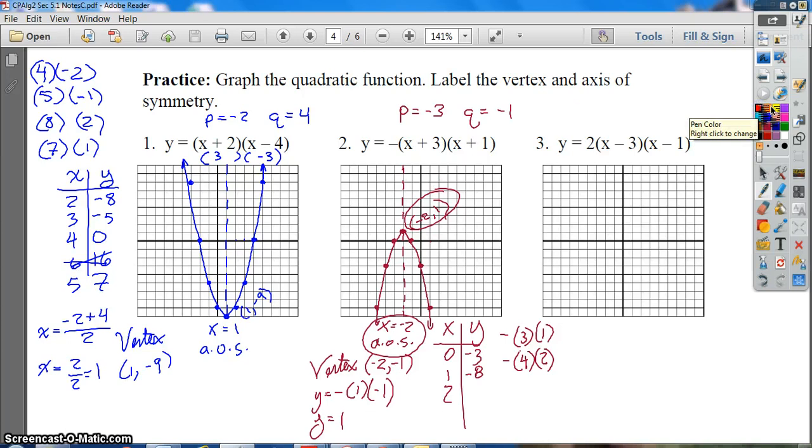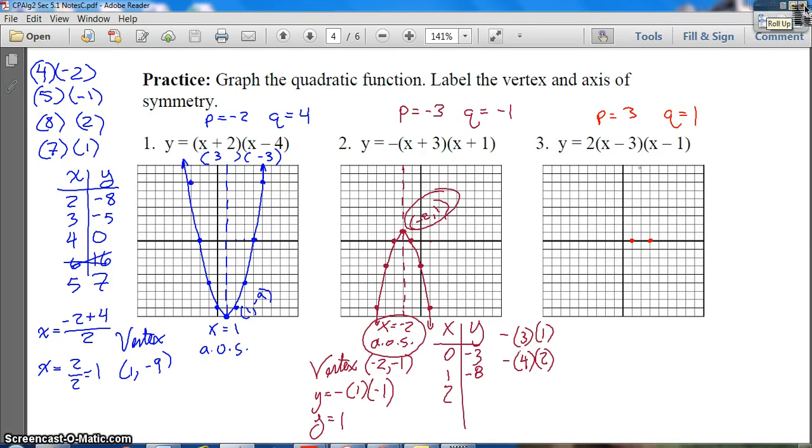We'll do the last one in red. P is +3. Q is +1. Here's 1, here's 3. This one's an easy one to see where your axis of symmetry goes. Thought maybe I was off one there. So this is x is 2 there. That's your AOS. Okay. Let's go after our vertex.